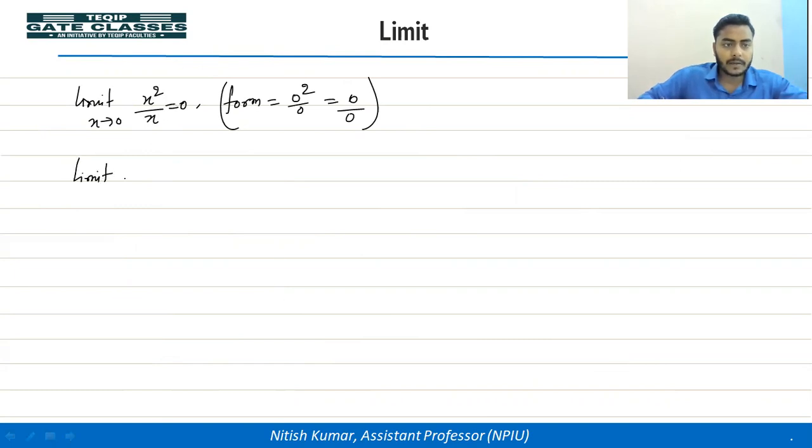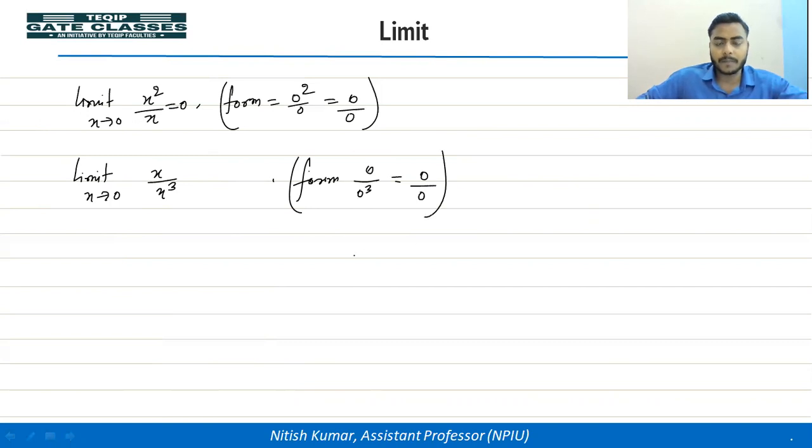Now, limit of x divided by x cube as x goes to 0. What is the form in this case? Let's put the value x equal to 0. We are getting 0 by 0 form, right? So what will be the value?